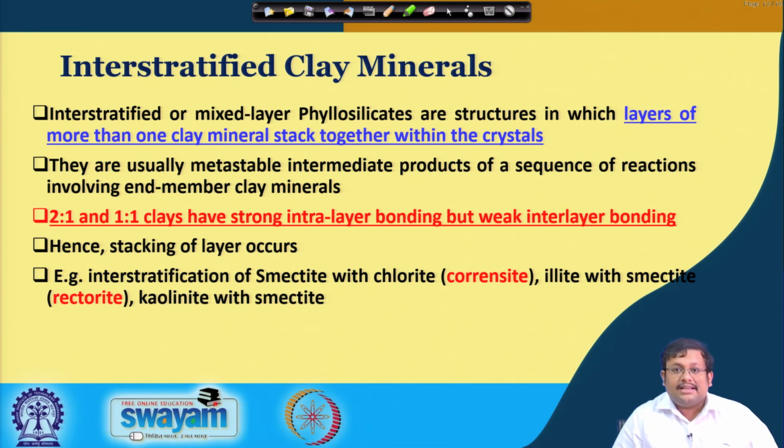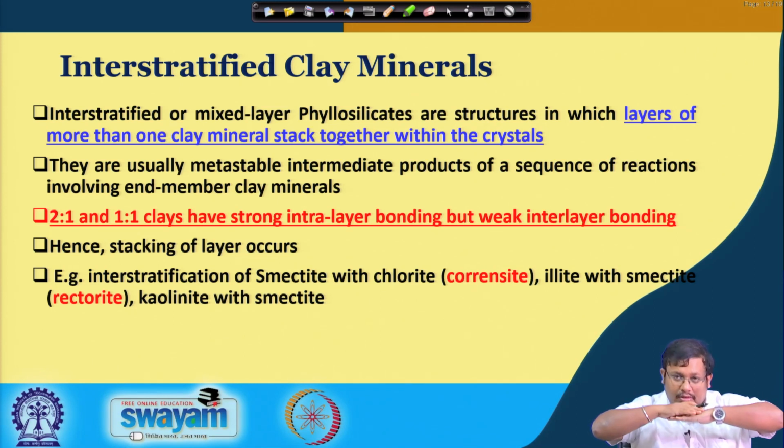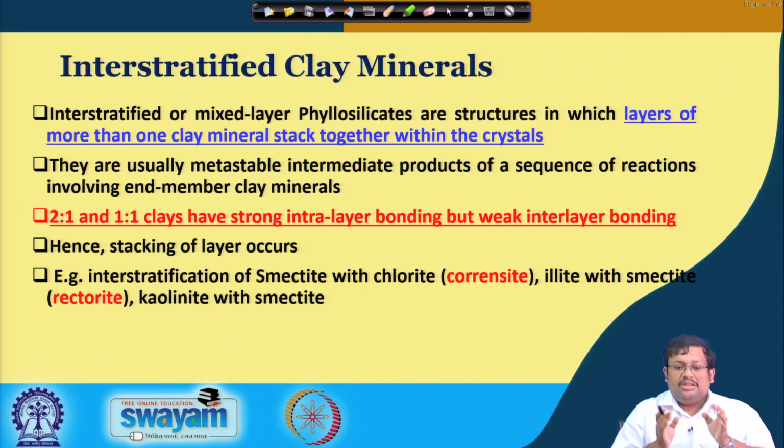and this is known as corrensite. Also, when there is illite with smectite, we call it rectorite. Also, we can see kaolinite with smectite. So, when these different types of clay mineral layers stack one above the other, we get these interstratified clay minerals. The reason, again, is that although within the 2:1 type of layer the bond is strong, the interlayer bond is negligible. As a result, stacking occurs.